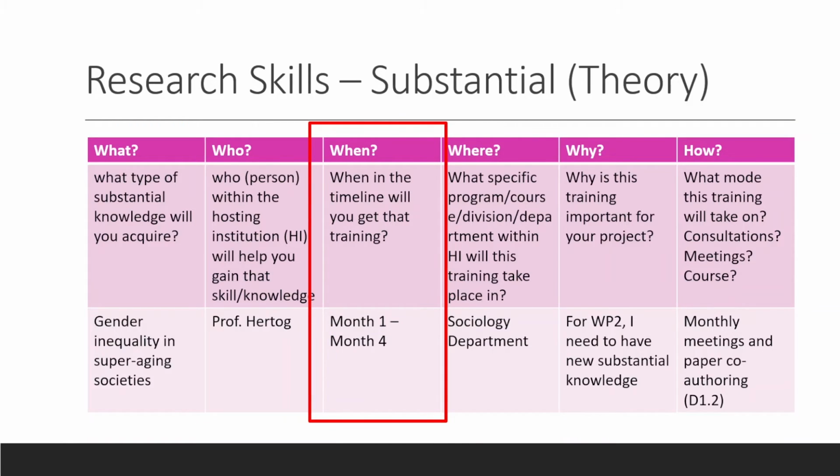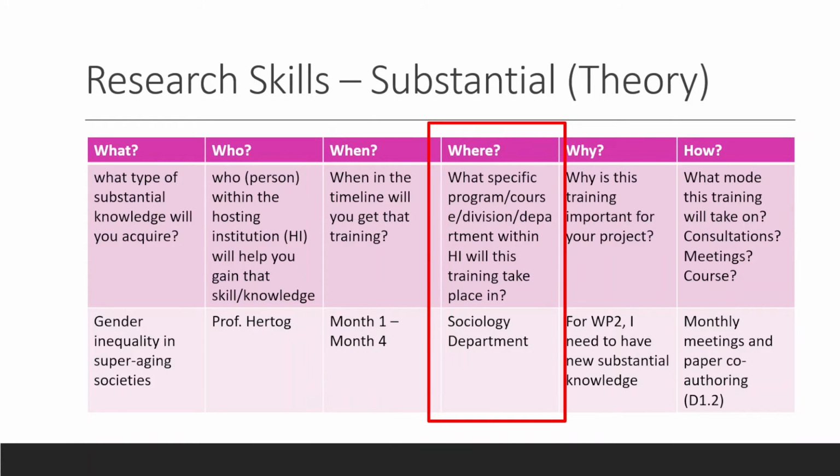The when column. When in the project's timeline will you get this training? Let's say that for this example, the training is scheduled to take place from month 1 to month 4 of the project timeline. The where column.